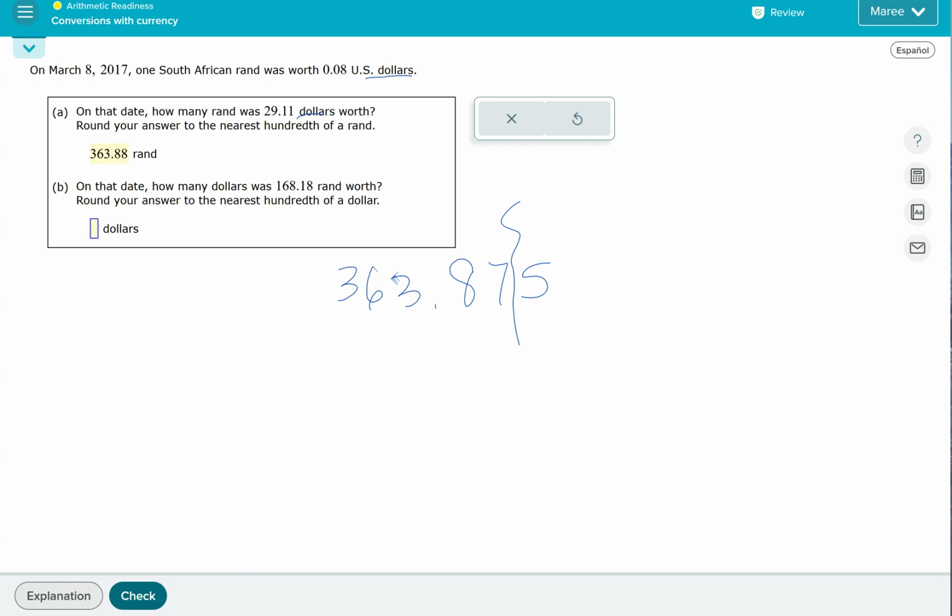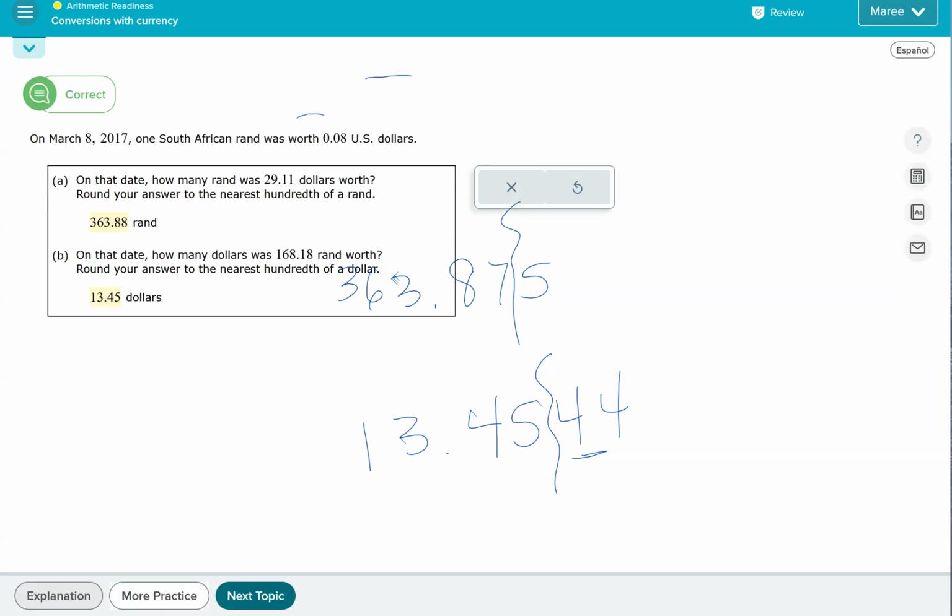Okay, so in this one, they gave us 8 cents, they gave us dollars, and we want rands. So in this case, we're going to multiply the two numbers. So 0.08 times 168.18, and we get 13.4544. And we round to the nearest 100. Because that 4 right after the decimal is less than 5, we're going to keep it 45 cents instead of raising it. Boom. Okay, that's the end of the lesson.